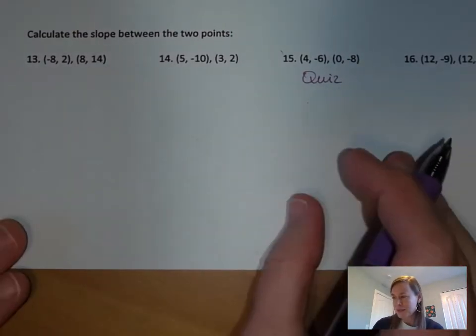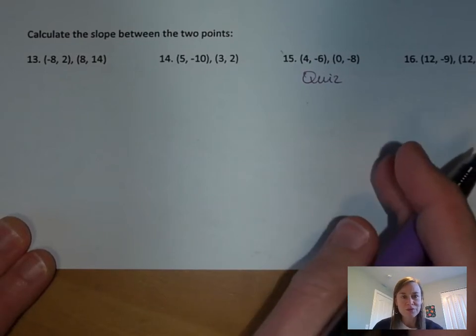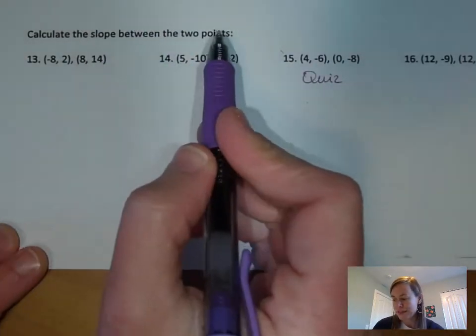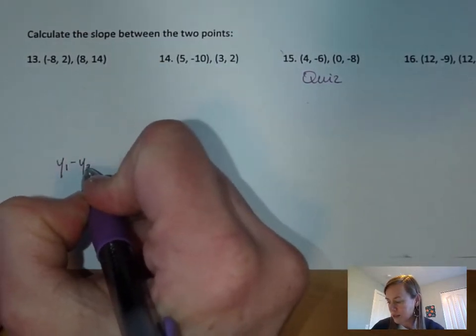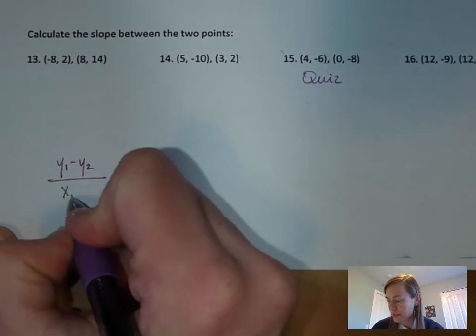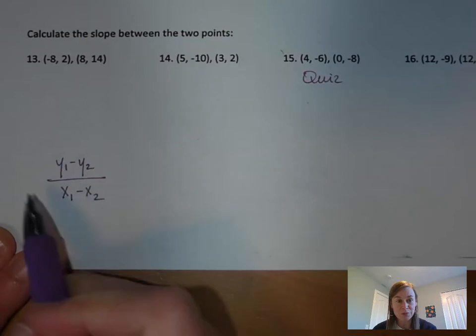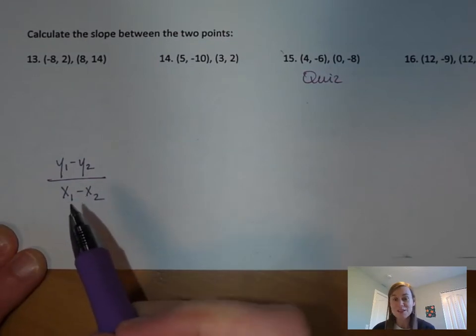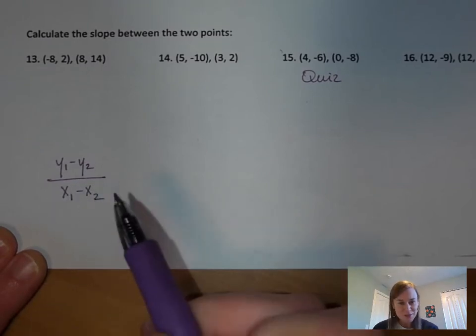So as you may have seen in Ms. Lloyd's video a couple days ago, the formula for the slope between 2 points is this. You have y1 minus y2 over x1 minus x2. Now there's different versions of this formula, and if you're used to a different version, that's totally fine. You can use your version too. But this one works great, so I'm just going to stick with this one.